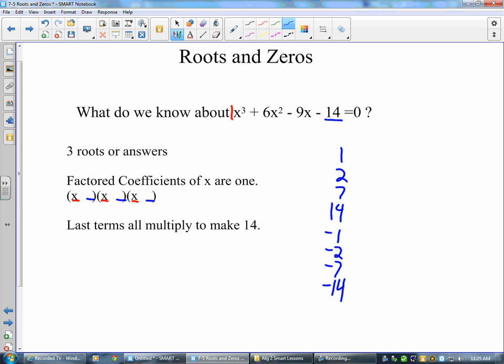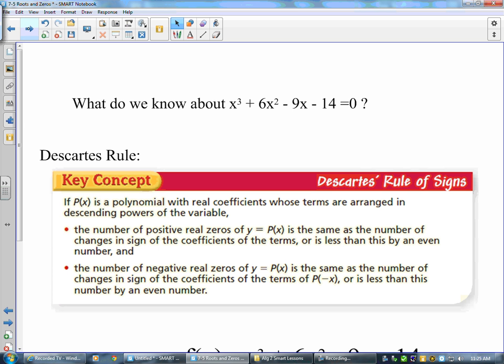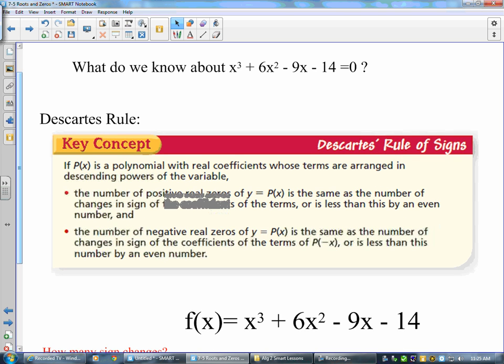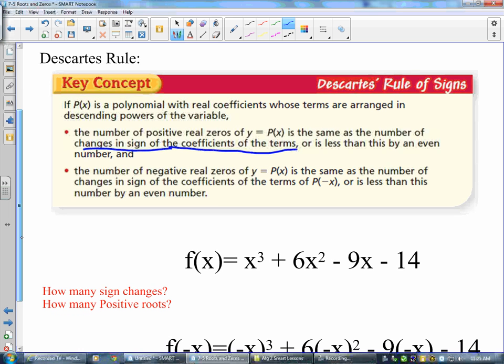One option that Descartes came up with was, he says, well, we can figure out what sign at least one of them is. What are we guaranteed? So Descartes' rule says the number of positive real zeros is the same as the number of changes in the signs of the coefficients. And same with the negatives. The number of negative real zeros is found when you put in a negative x inside the x spot, simplify, and count how many changes.